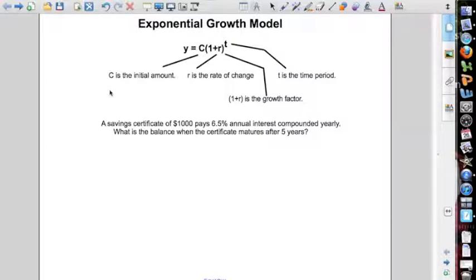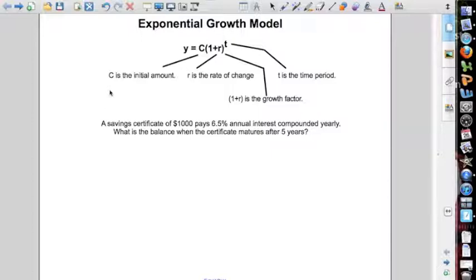Remember that when we work with percents in math problems, we want to change those to decimal form. So you'll be seeing me do that as I go through some problems here. Now notice that 1 plus r is in parentheses there. The 1 plus r is actually that growth factor. That's really what's going to determine how much it's going to grow. And so the bigger that r is, the higher the percent, the more we're going to see that exponential growth.